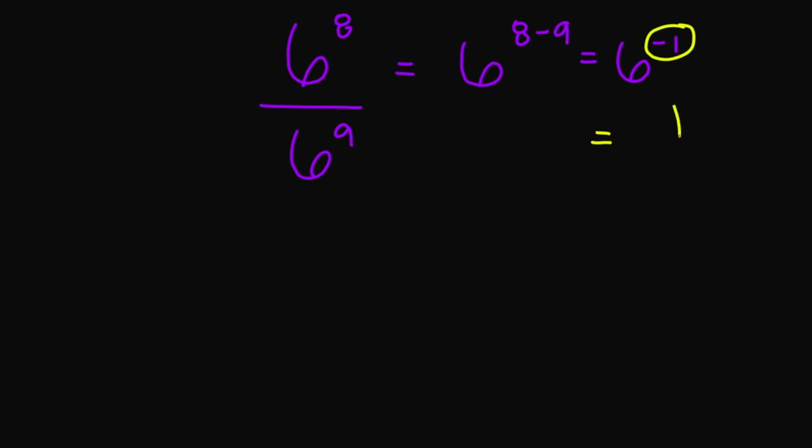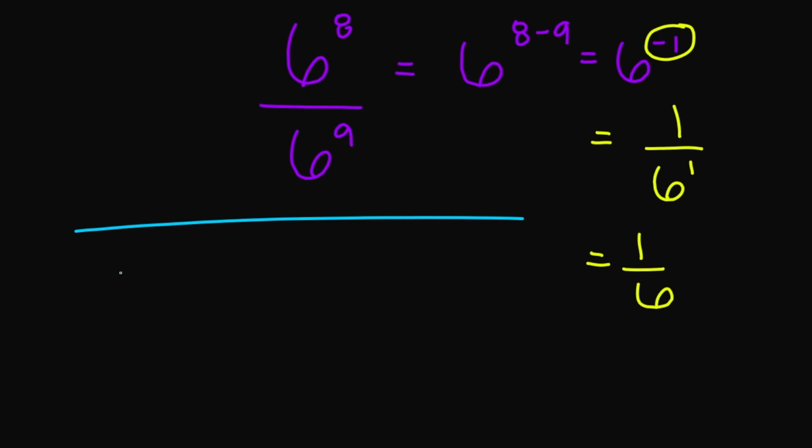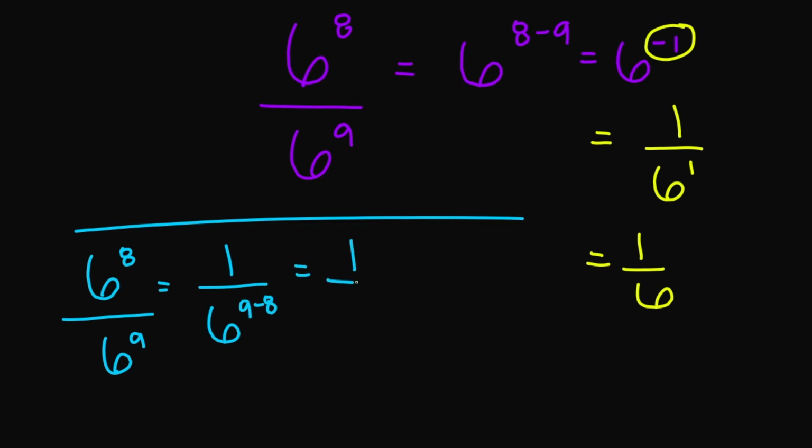So this is going to equal 1 over 6 to the 1st power, which equals 1 over 6. And the other way, if you did it the other way, 6 to the 8th over 6 to the 9th, you can go ahead and just bring your numerator down to your denominator. So this is going to equal 1 over 6 to the 9th minus 8, which equals 1 over 6 to the first power, which equals 1 over 6.